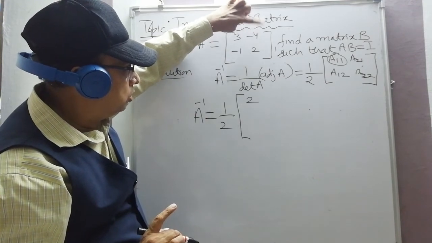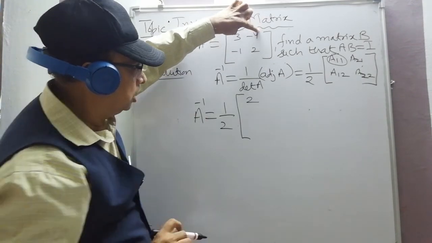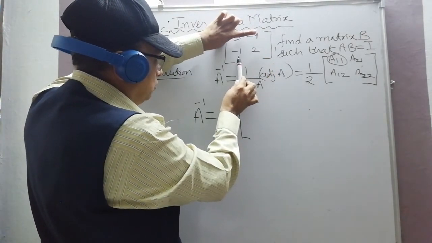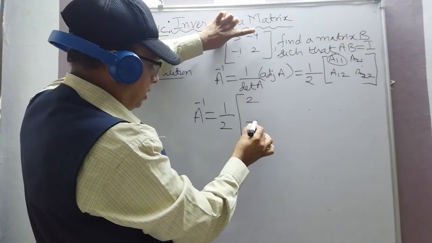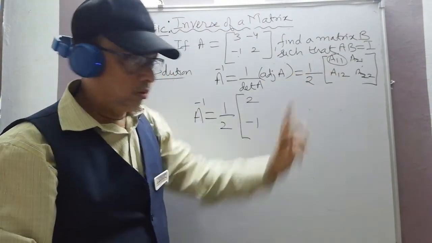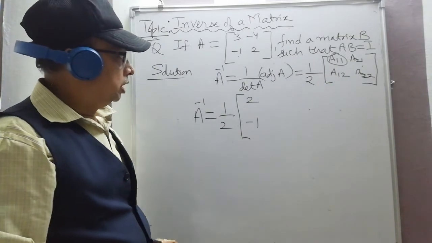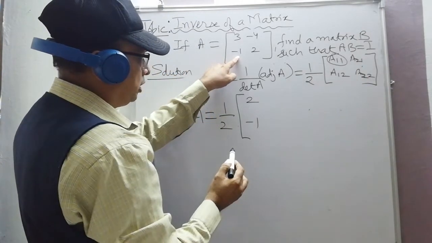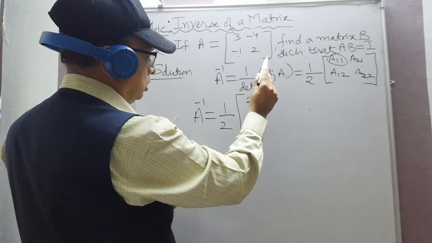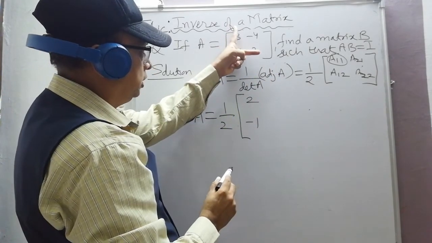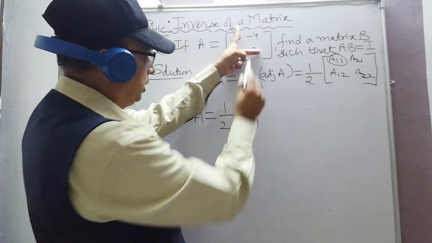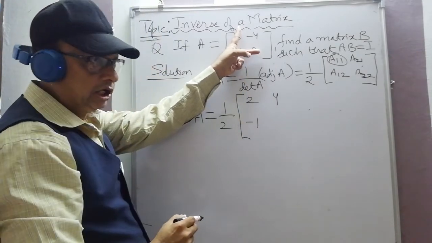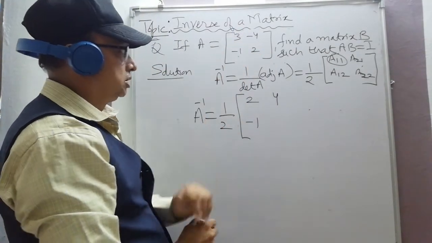Now A12, first row and second column, cofactor of this one. Deleting this row and this column, what are you getting? Minus 1. Where will you write it? Minus 1 here, because it is A12. The third one is A21, second row and first column. Deleting this row and this column, what are you getting? Minus 4. But as I told you, this one has a negative sign. Minus and minus become plus.